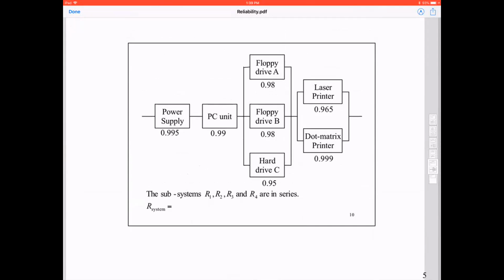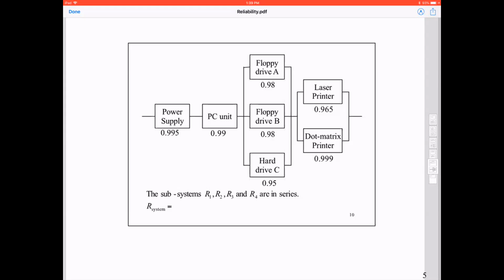Power supply, PC unit, floppy drive A, floppy drive B, hard drive C, laser printer, dot matrix printer. This is what we have in the system. How can we tell about the reliability? Maybe you are in an office that has different kinds of equipment like this, and you don't want a sudden failure. You don't want to disappoint your customers. How can we tell about the reliability of this system?